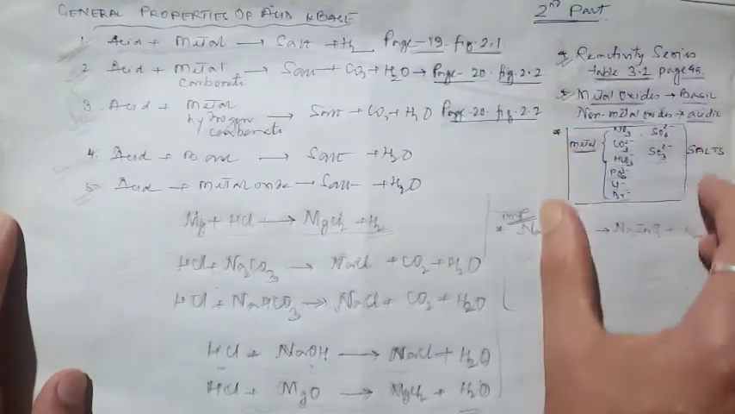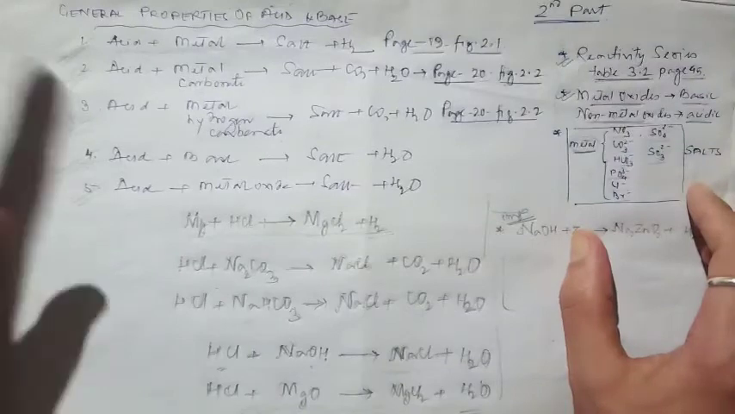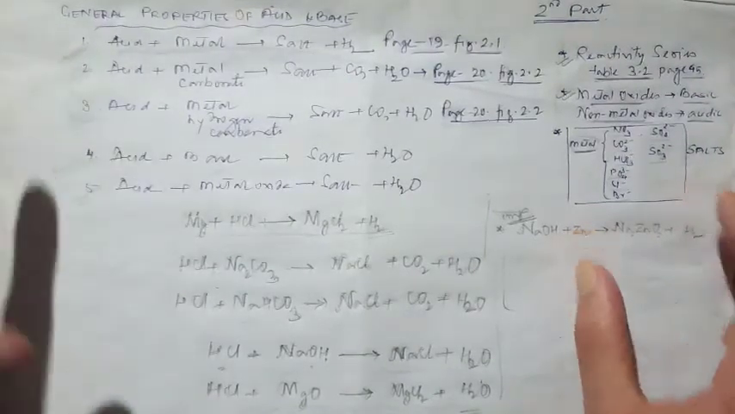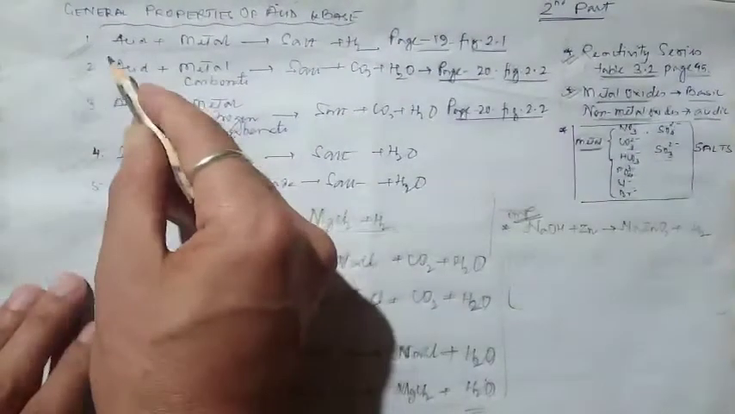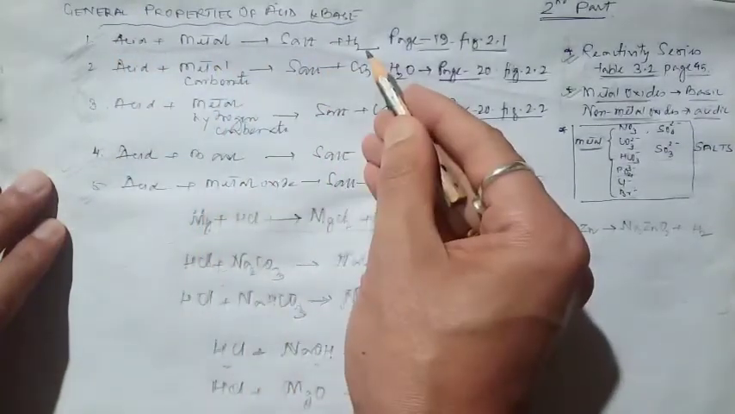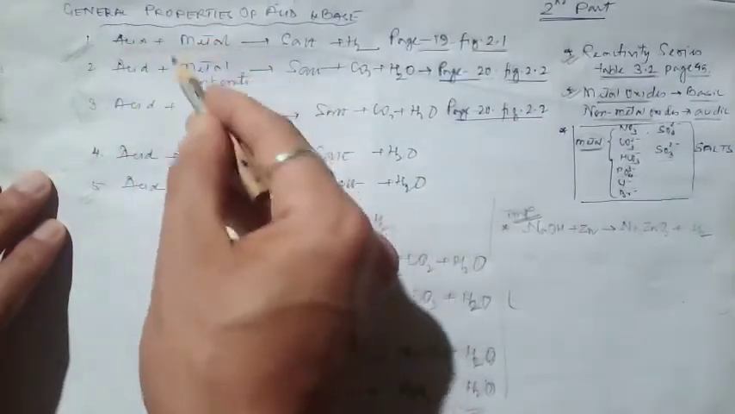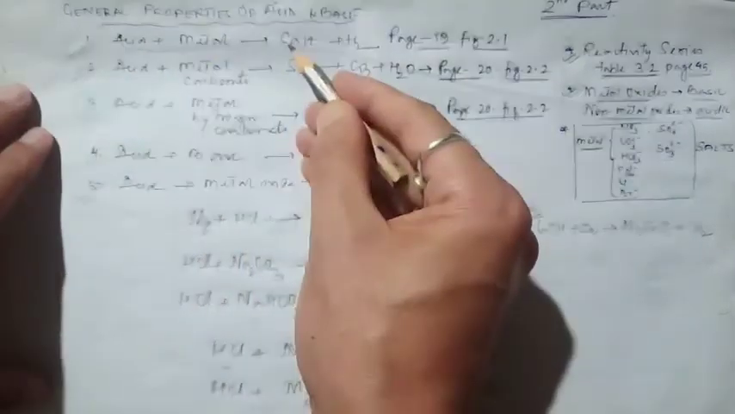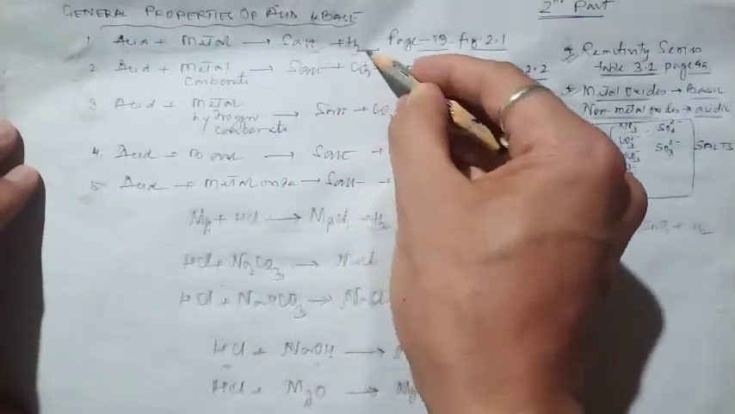So these are some of the important points that you must remember before we study more about these chemical reactions. Now students, let's start understanding these reactions one by one. The first reaction is acid plus metal gives salt plus hydrogen. Every acid on reacting with almost every metal gives salt and hydrogen as a product.